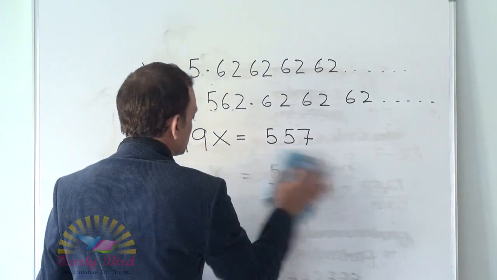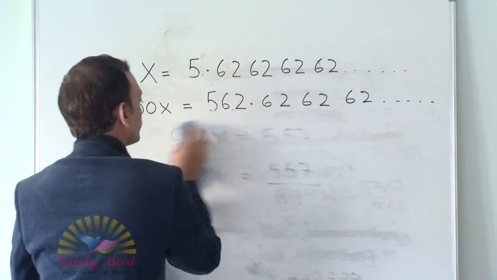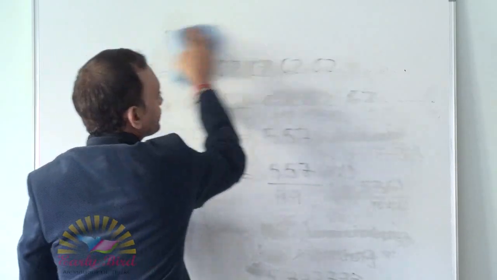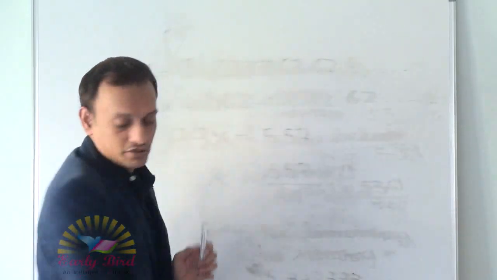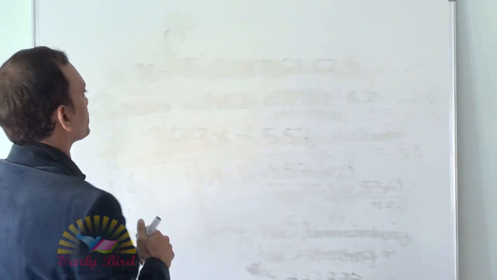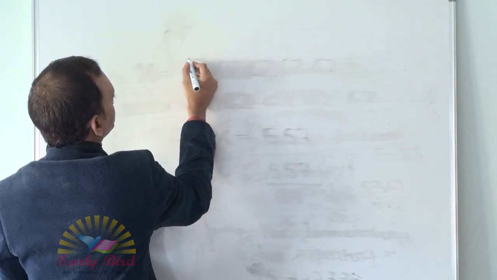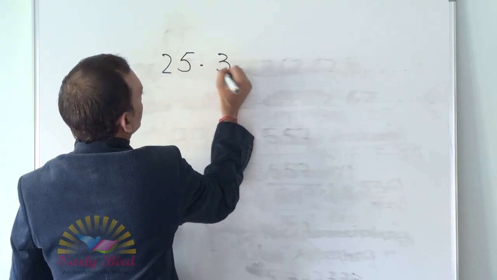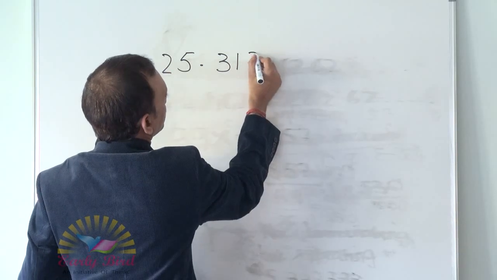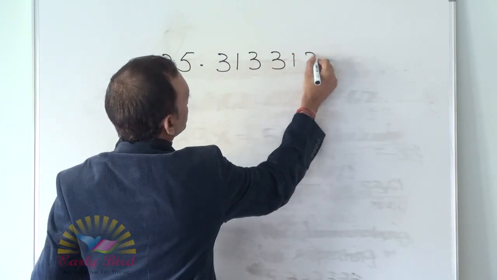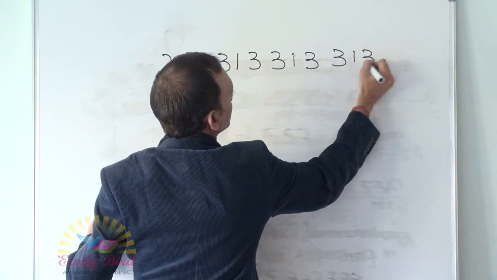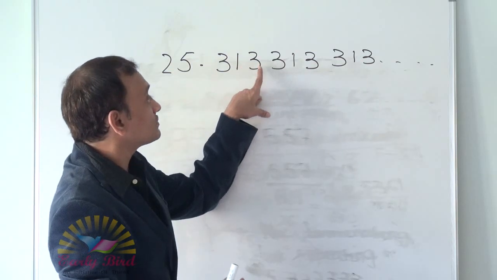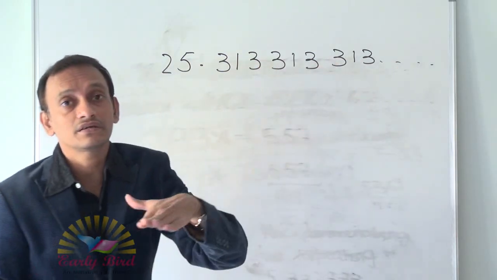Now, having said this, just to give you another example on the same, non-terminating but repeating. Say I have 525.313, 313, 313, etc. It's non-terminating but repeating. See, 313, 313, 313. It's repeating itself.